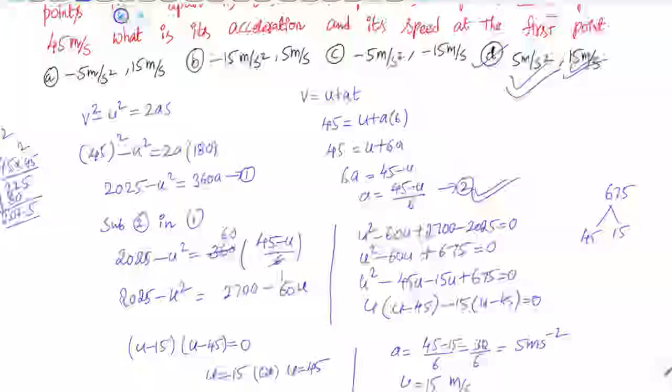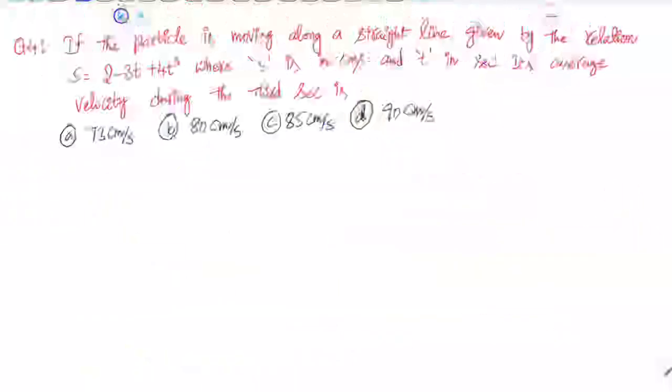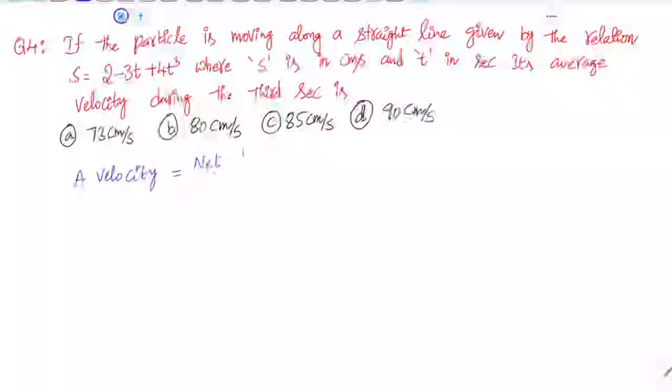Okay, let me move to the fourth problem. If the particle is moving along a straight line by the relation s is equal to 2 minus 3t plus 4t cube, where s is in centimeters and t is in seconds, its average velocity during the third second is. Here we want to find the average velocity. In order to find the average velocity, we need to know the net displacement by time taken. Net displacement by time taken.